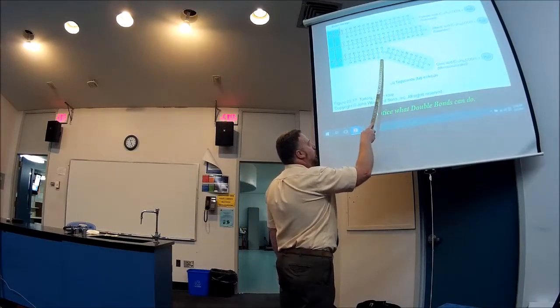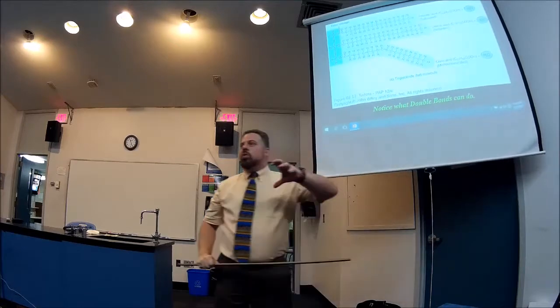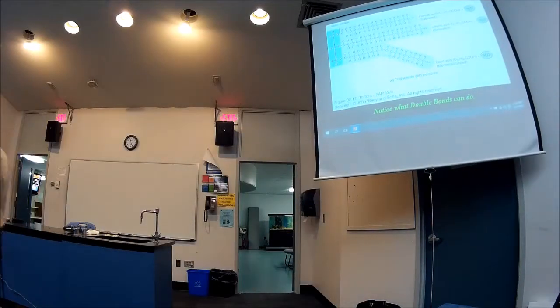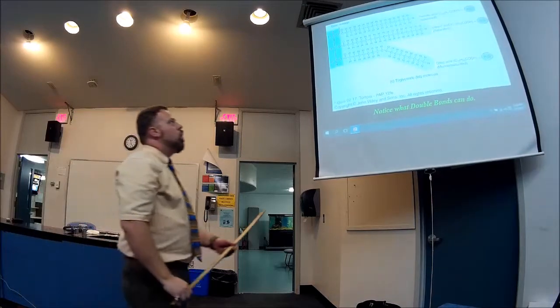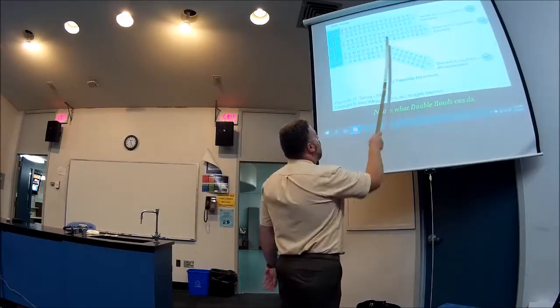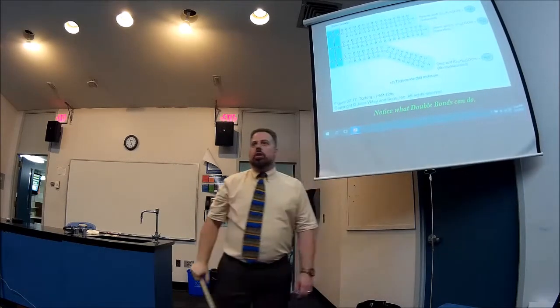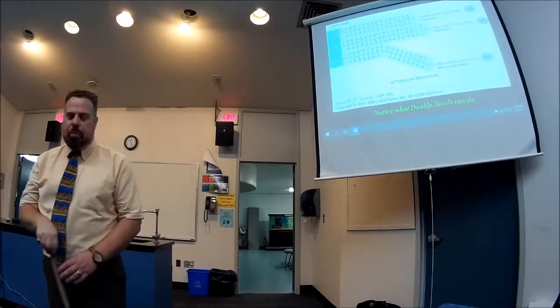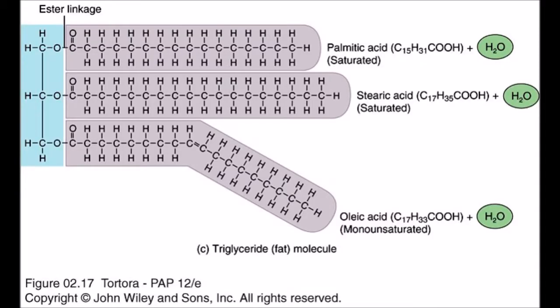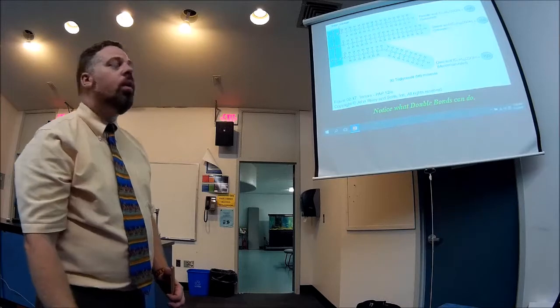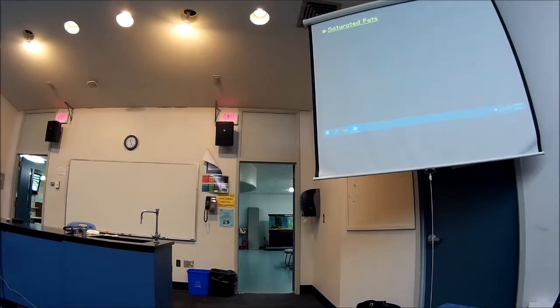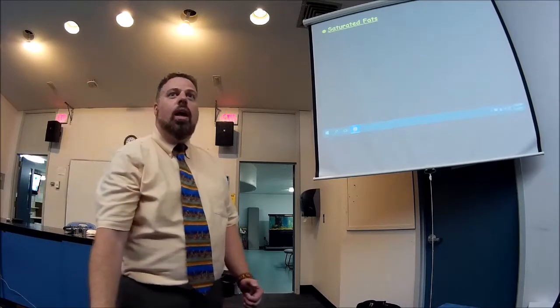So structurally, because there's nothing here, it has space to bend. So, in actuality, what's happening here is that these two have more hydrogens on them. This one has less hydrogen. Do you agree? Good. Saturated fats. Saturated fats are saturated with hydrogens.